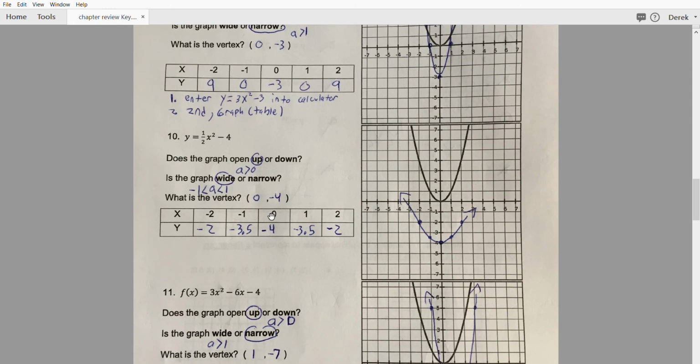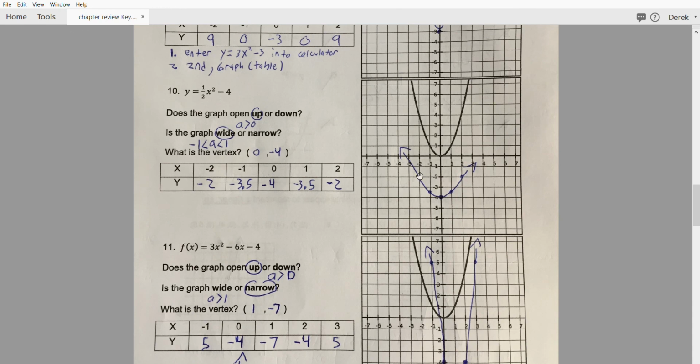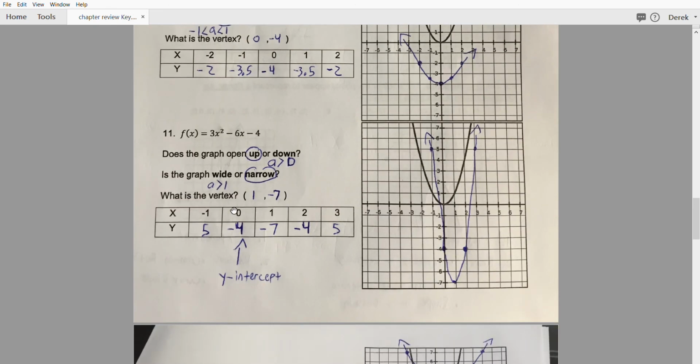And if you'll notice, I'm going to bring this up right now. We get 0, -4 as our vertex. Right now, if you just have ax squared plus c, it's always going to be that y-intercept. Now, it's not always going to be the y-intercept, and that's going to change on number 11 down here.